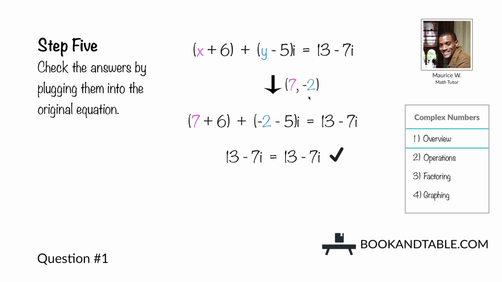For y, we have negative 2, giving us negative 2 minus 5, which is negative 7i, as our imaginary number on the left side. And that's equal to negative 7i, the imaginary number on the right side. So that confirms that the answer to question number 1 is x is equal to 7 and y is equal to negative 2.